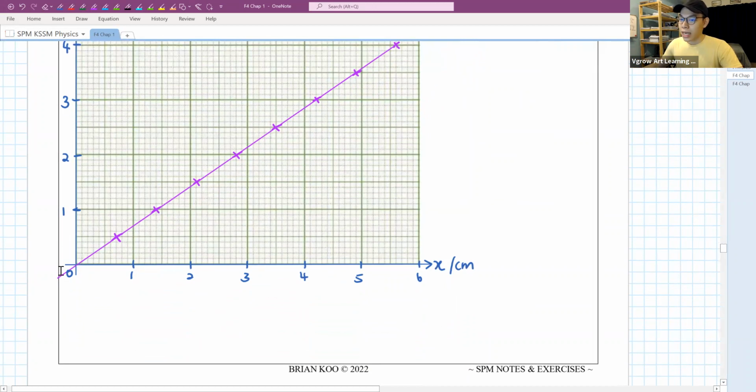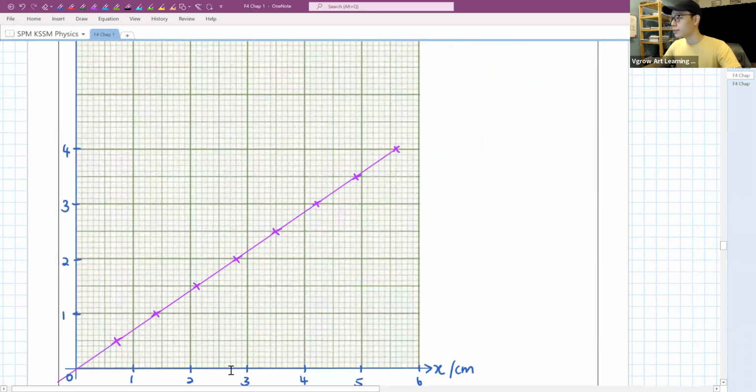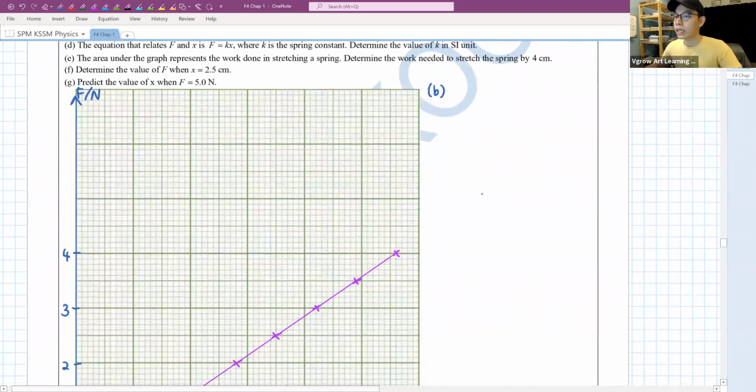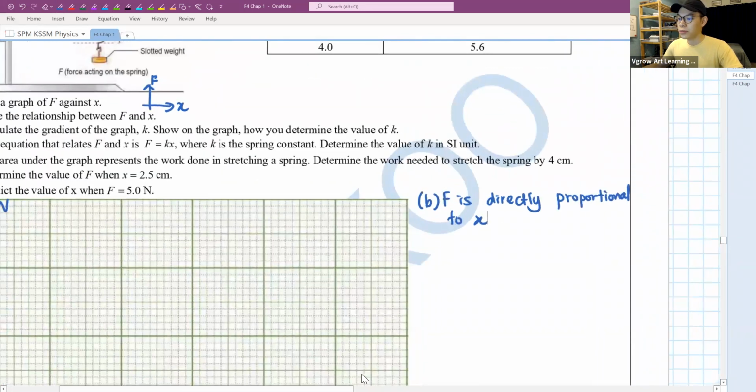And I purposely extend like that to clearly see that it passed through 0, because to state the relationship, if it passes through 0 or if it doesn't pass through 0, it makes a huge difference, right? Passing through 0, we will say F is directly proportional to x.